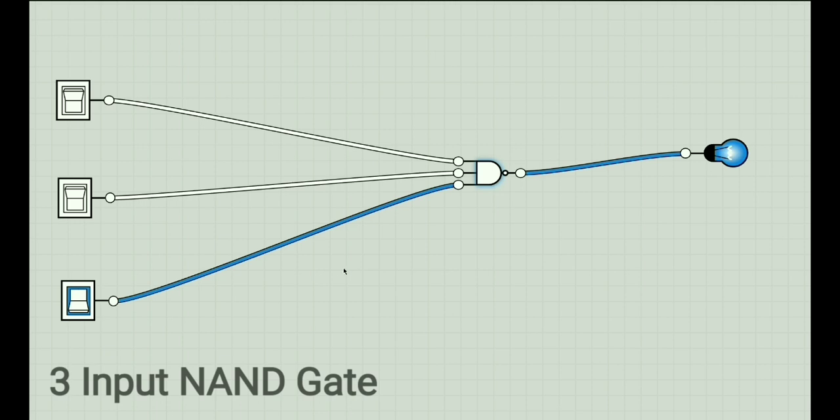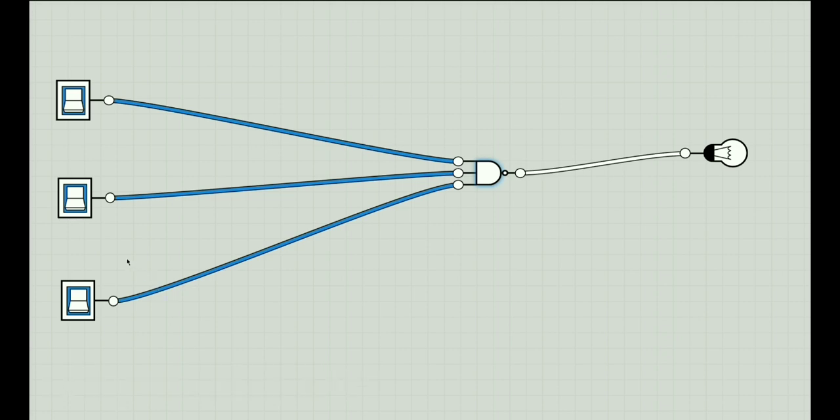If we put the first one as 1 and the last one as 1, we will get the output as 1. If we put the first one as 1, the second one as 1 and the third one as 1, we will get the output as 0. With all the inputs as 1, the output will be 0 in the 3 input NAND gate.